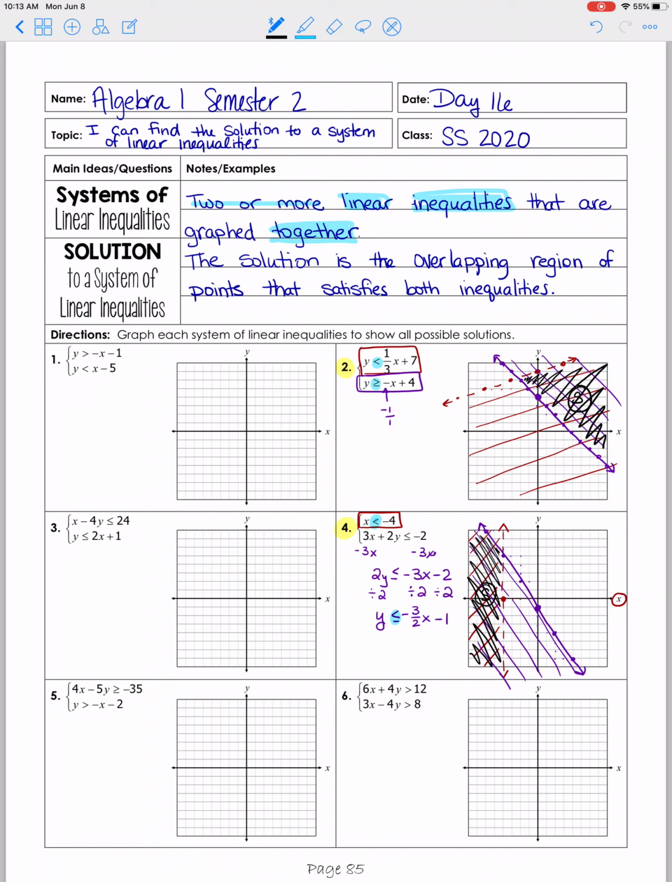So your task is to finish this page. You're going to do problems 1, 3, 5, and 6. Make sure that you graph each line separately, and then when you get to the solution region, make sure that you darken that region so that you know, and I know, what exactly your answer is. Once this is done, submit it, do the formative assessment, and then you have officially finished summer school.